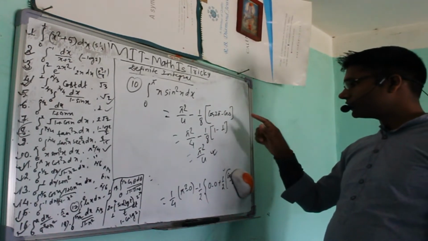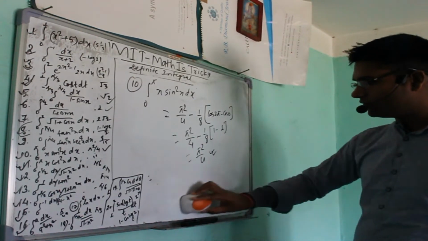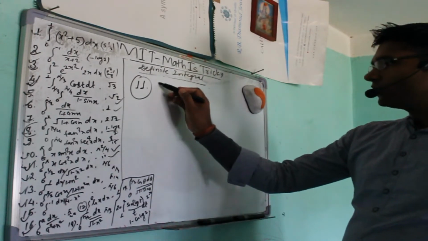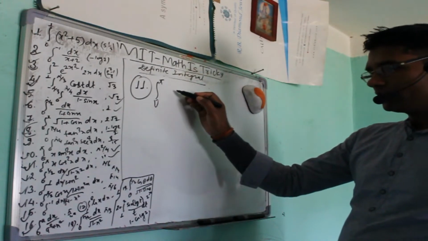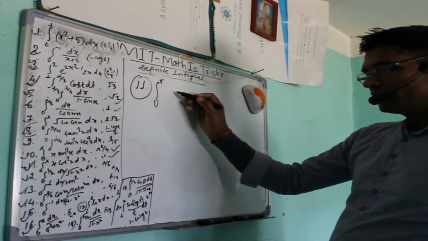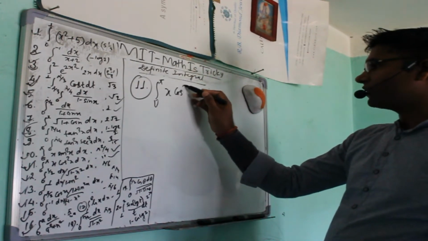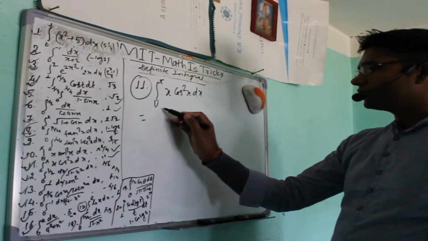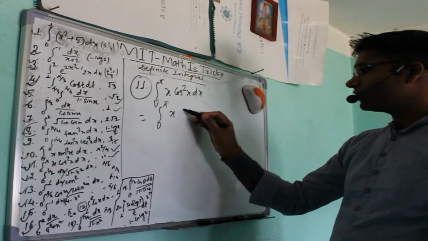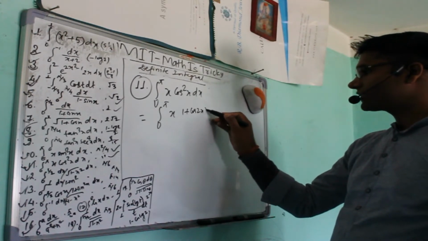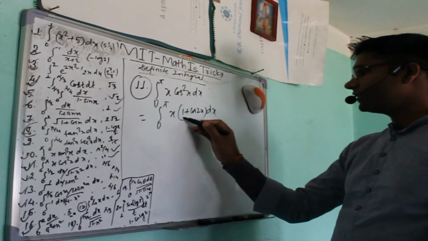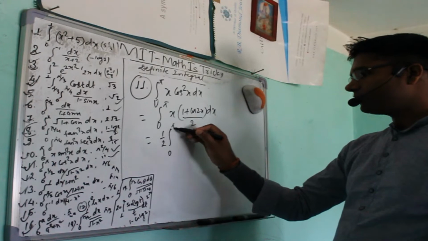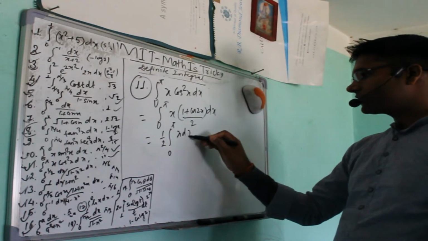And now if we further simplify, we can write like this: tan x into sec square x minus tan x dx. So now we can integrate both terms. It is simply tan square x by 2 minus, you can write here, minus log cos x, and then from 0 to pi by 4.